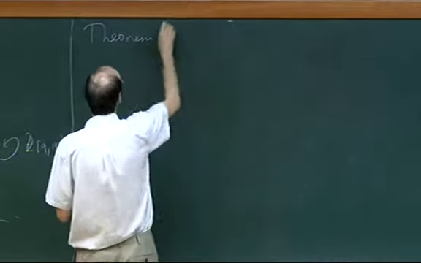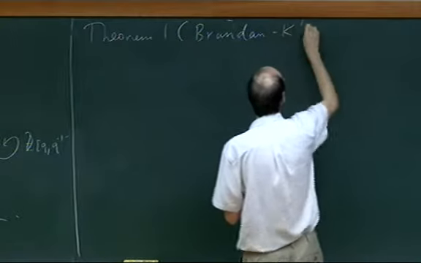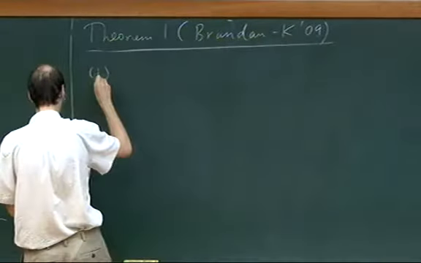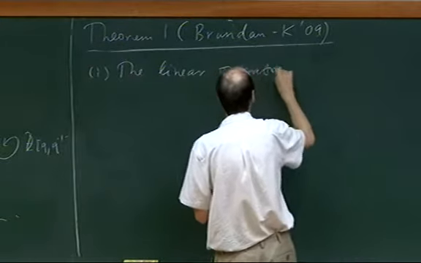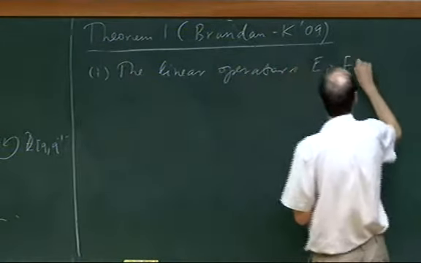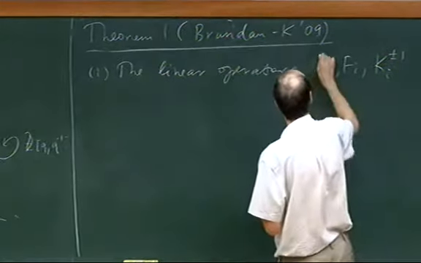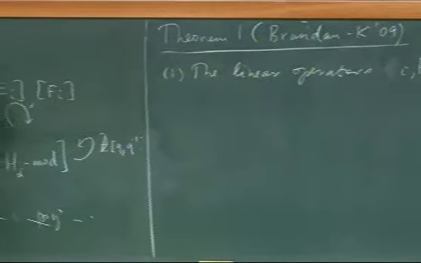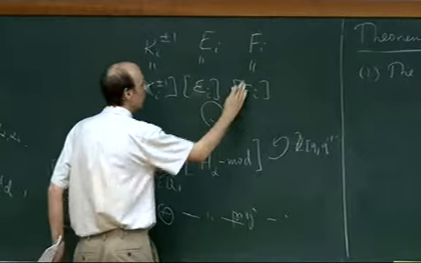And so the first theorem, which we proved with Brandon, is as follows: that this module can be identified, because of the linear operators which I just defined, E_i, F_i, and K_i plus minus 1. Or rather, I'll call this K_i plus minus 1, I'll call this E_i, and I'll call this F_i. And these were supposed to be script.